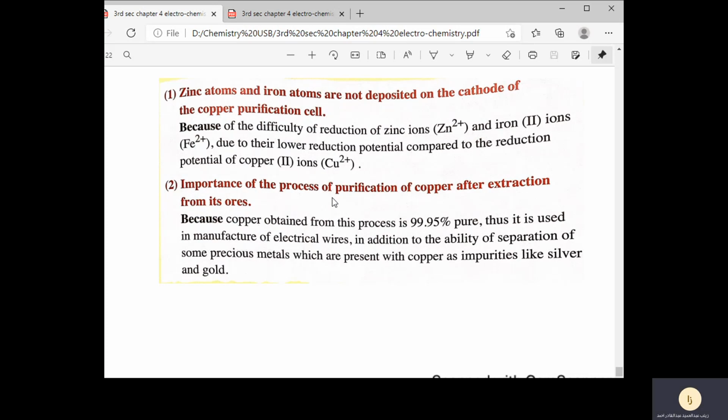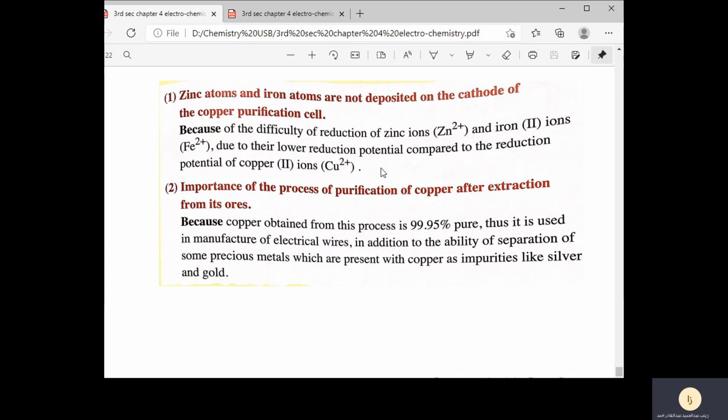The importance of the process of purification of copper after extraction from its ore is that the copper obtained from this process is 99.95% pure. Thus, it can be used in manufacture of electric wires, in addition to its ability to separate some precious metals like gold and silver. So this process is important because it gives us copper with 99.95% purity and gives us some precious metals, like gold.